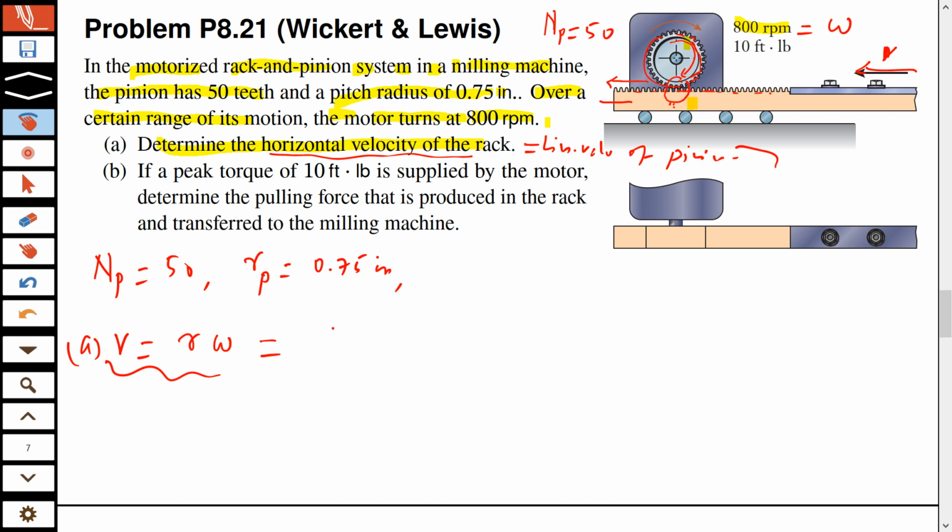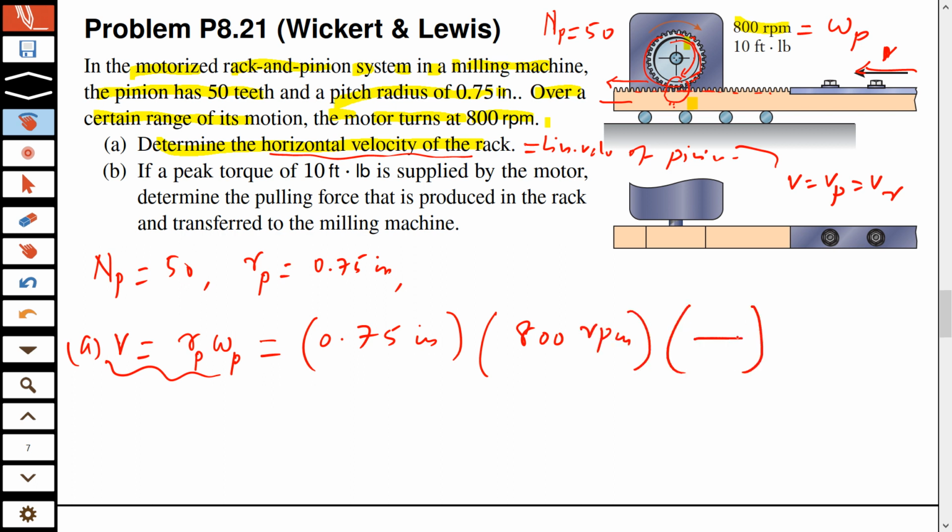So I can now simply plug in these values. It's Rp omega p, and I'm not writing Vp because that V is the same. So V is equal to Vp as well as V rack. So I simply write 0.7 inch times omega p is 800. I can simply say omega p, because this is for the pinion. Although that omega was for the motor, the motor and pinion must run together. So omega p is actually equal to omega motor. So it's 800 RPM.